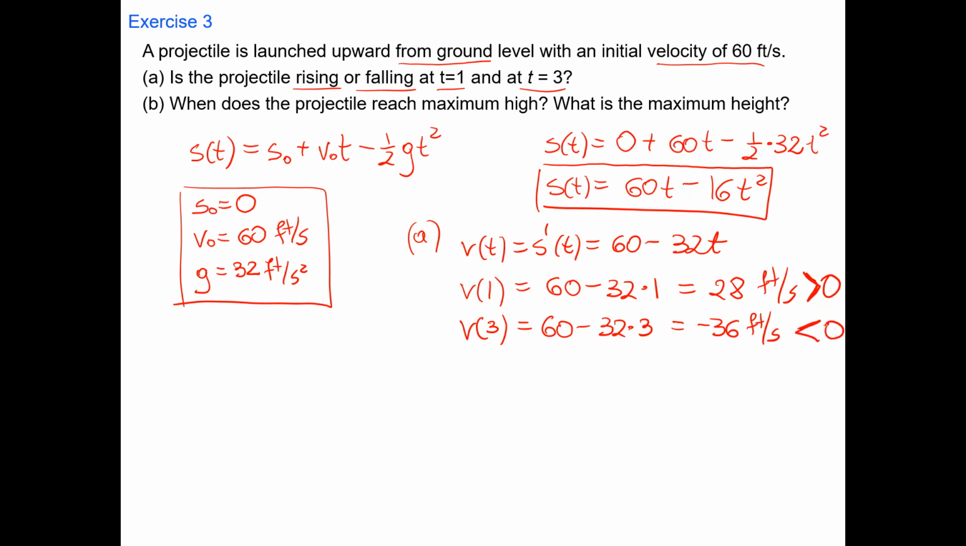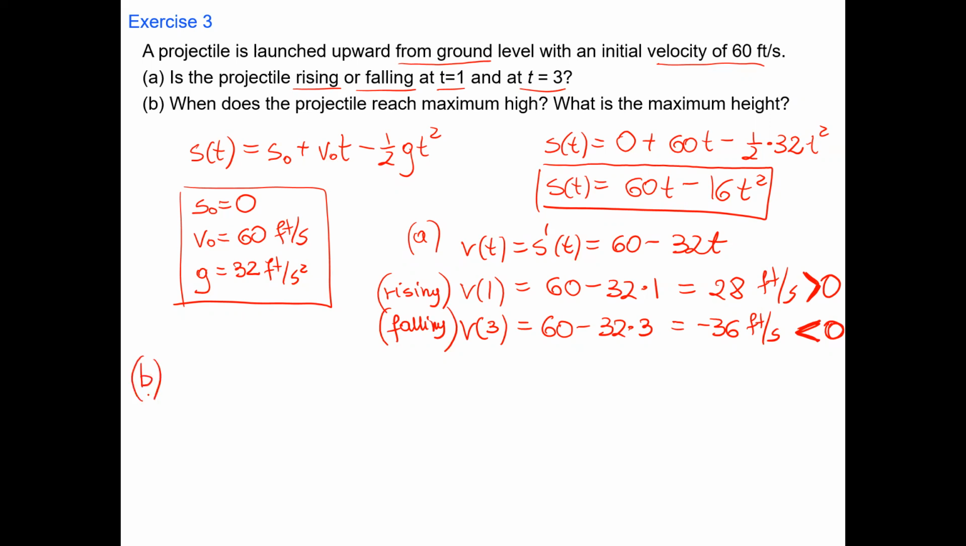Right? So we can say that when it's positive, the object is rising. So we can say rising and falling here, okay? Because it's negative, the slope is negative, the function is decreasing. And that's how we can figure out the answer. That means the projectile is definitely on the way down when the velocity is negative. Rising is on the way up. Okay, we did this. Now, what about part B?